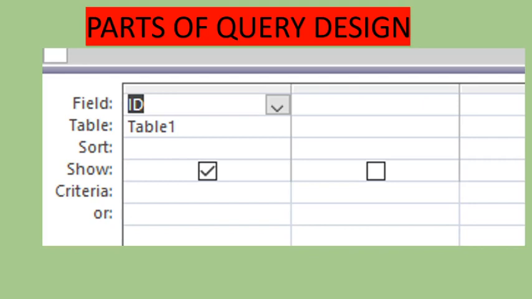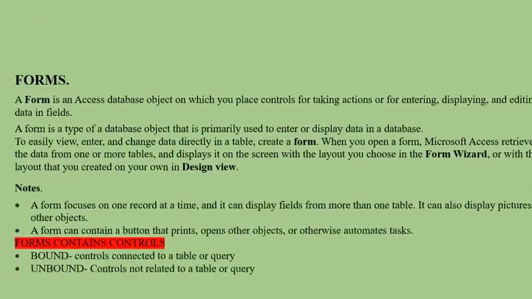Then there is this checkbox show. If you untick this one, that field will not be displayed in your query datasheet. It will only be hidden. Therefore, it is used to hide or show the field. Then criteria, this is where you type your condition, for example, greater than 100. Then for or, this is when you have more than one condition. It can be names that start with letter J. On the other hand, it can be greater than 100 or starts with J or ends with P. Therefore, those are the uses of this part.